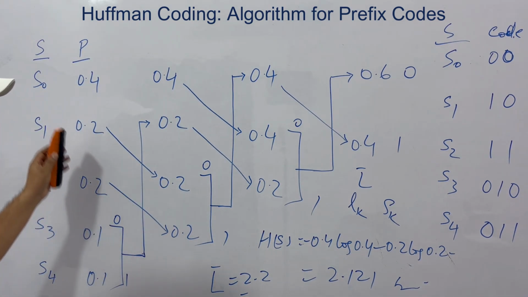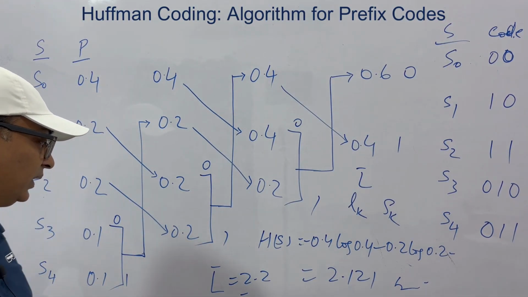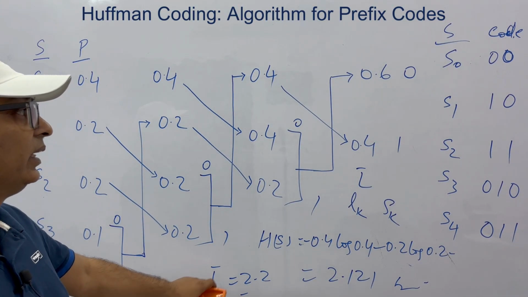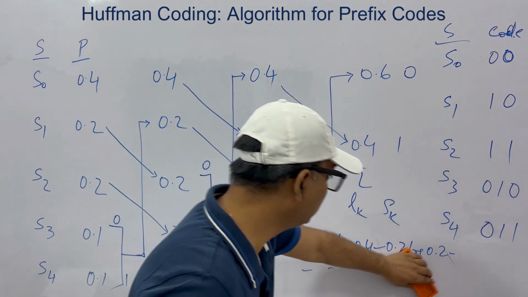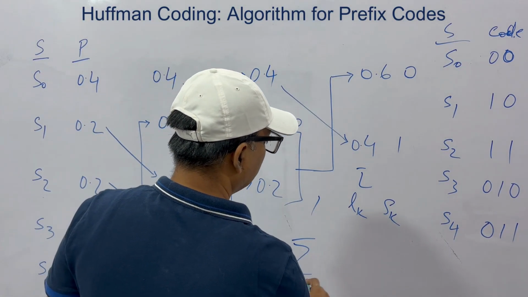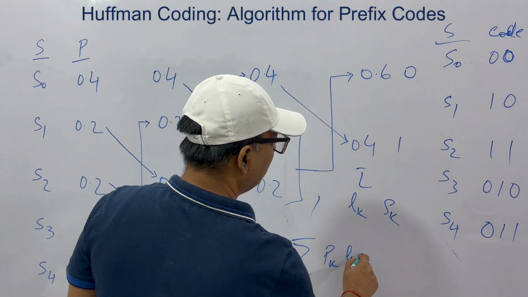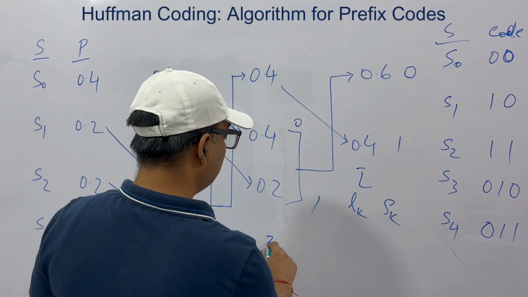Okay, so this is how you do Huffman coding. This is how you can find the entropy. This is how you can find this quantity. And you have Lk and all. If you want to find a variance, how will you do that? Variance, I told you, is given as summation pk into Lk minus L, square. So how can you find variance here?